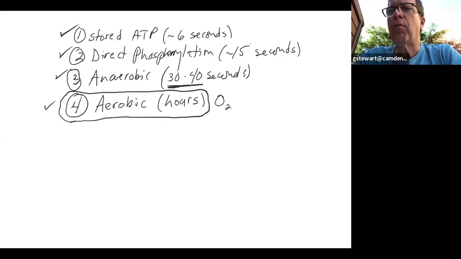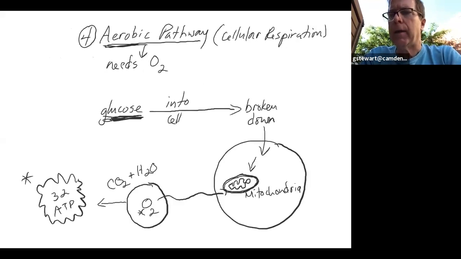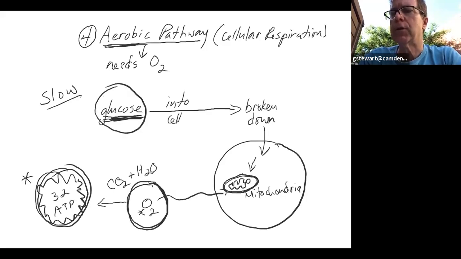So you get up, you start going for a run. Your first few steps, your cells do this, then they go to this, then they go to this, and after about 40 seconds, you have to start breathing heavily in order to get enough oxygen into your system to use this pathway. And marathon runners can run for hours. They can sustain that activity for hours. The reason is they're making a lot of ATP. This is a slow process, but it makes a ton of ATP, and it requires oxygen and some sort of energy source.